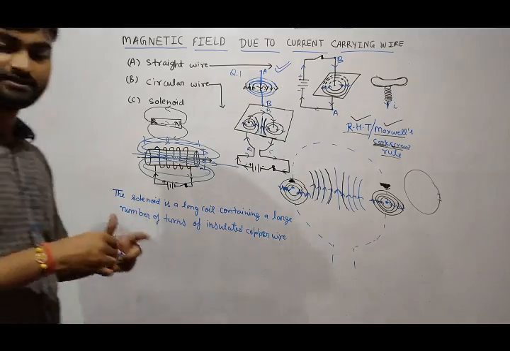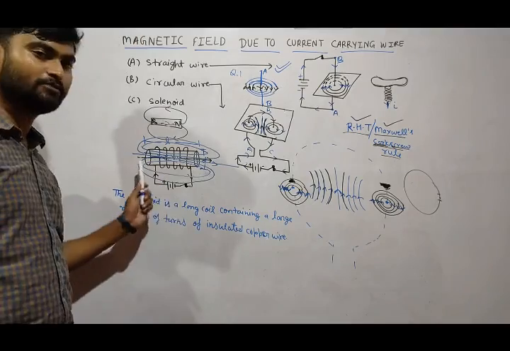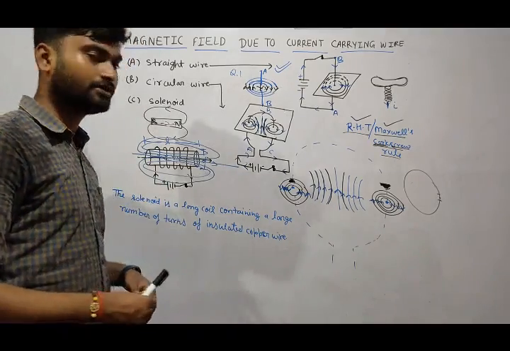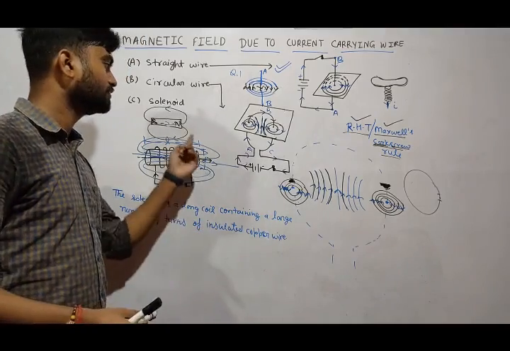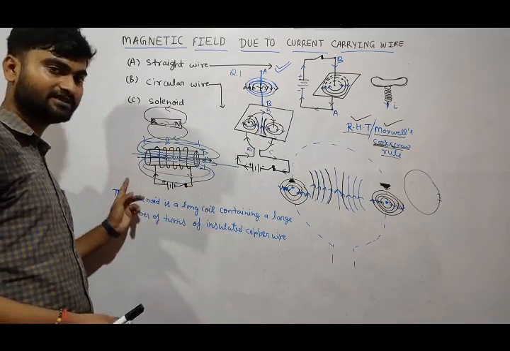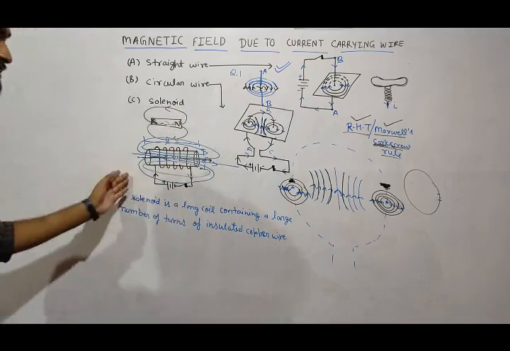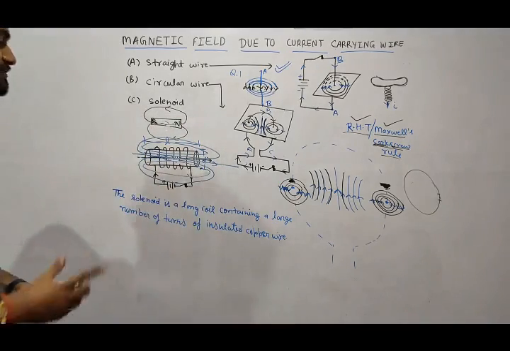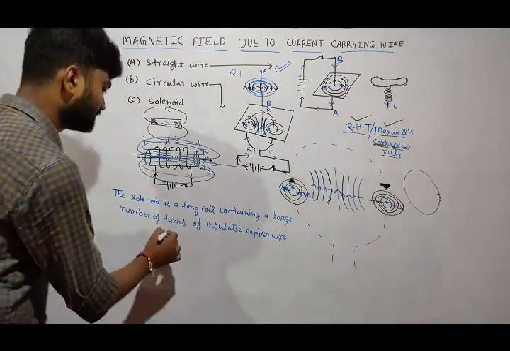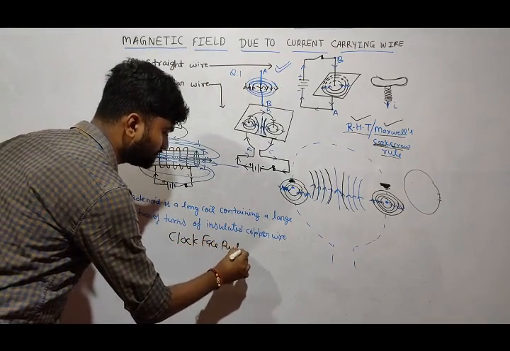I am telling you how to know the polarity. When we know the polarity, then we know the direction of the magnetic field, because magnetic field lines go from north to south. If this is north and this is south, then the direction is north to south, right? So to know this, there is a rule named the clock face rule.